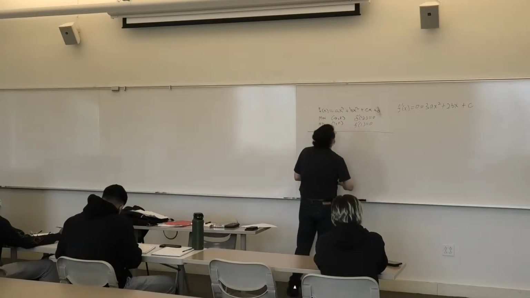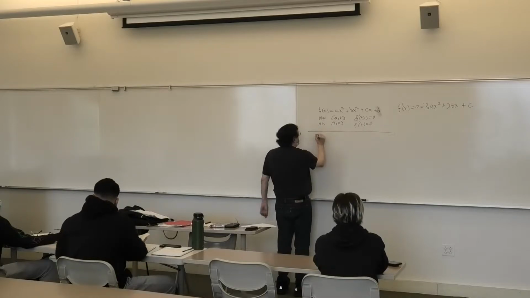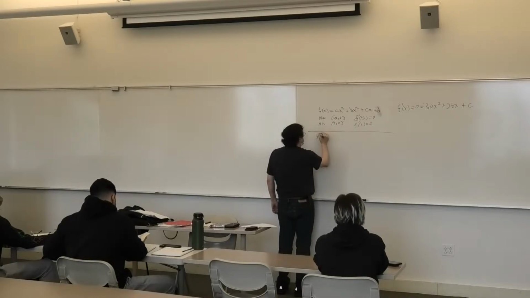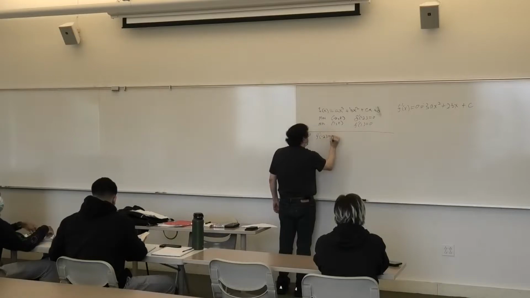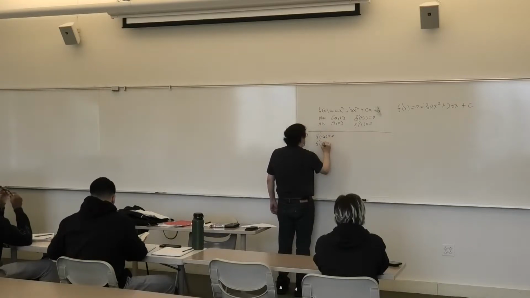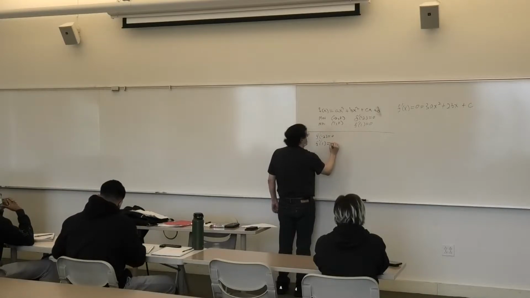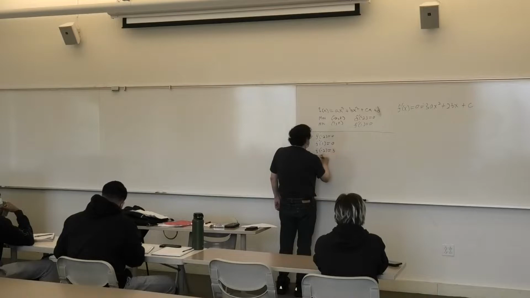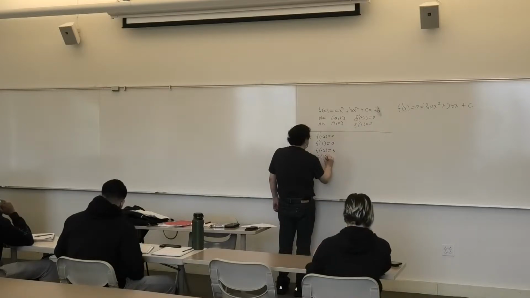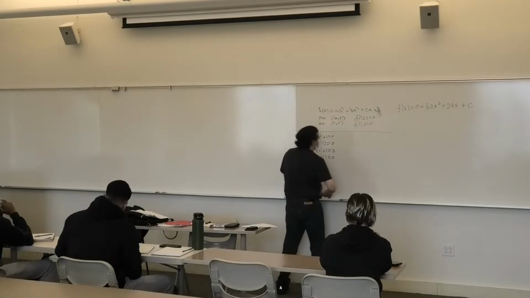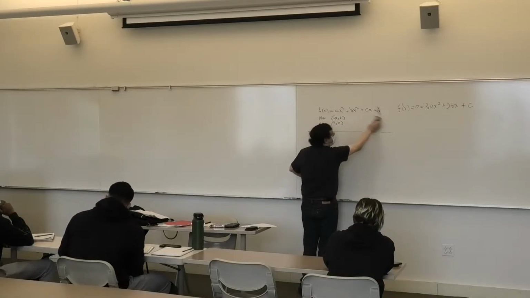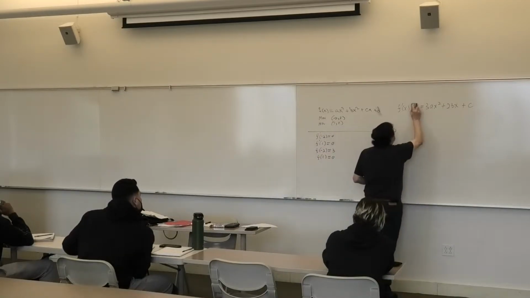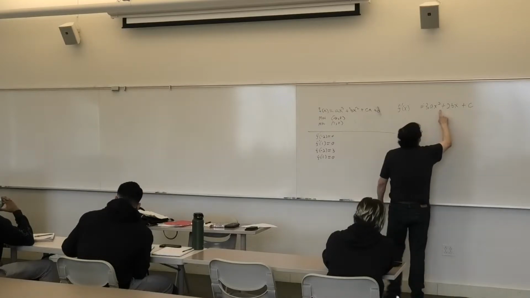So I'll write all this stuff down. F prime of minus 2 equals 0. F prime of 1 equals 0. F of minus 2 equals 3. F of 1 equals 0. And this is my derivative. Let's double check that. 3ax squared plus 2bx plus c.